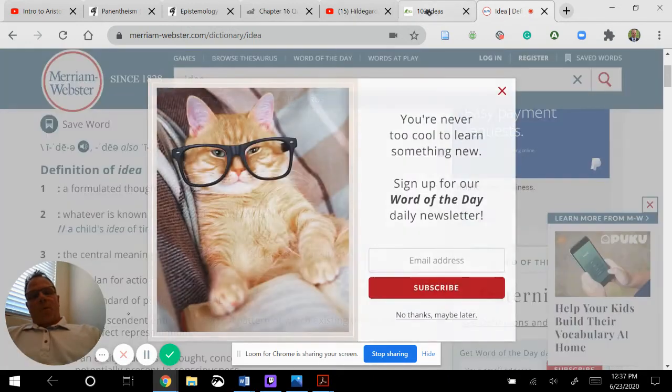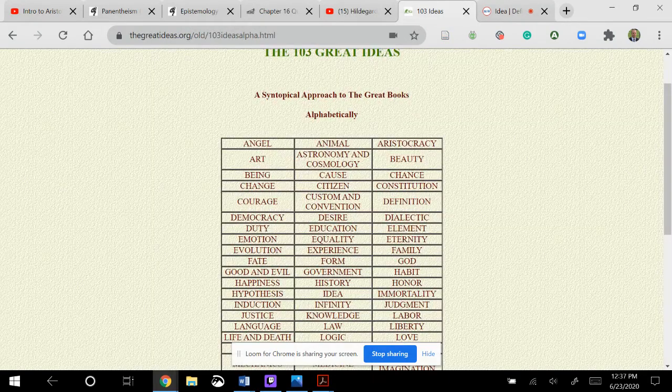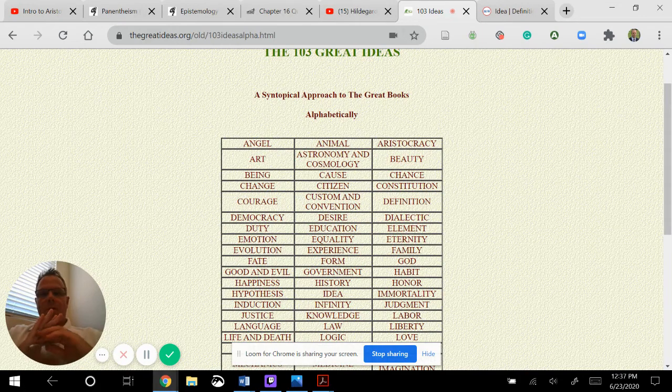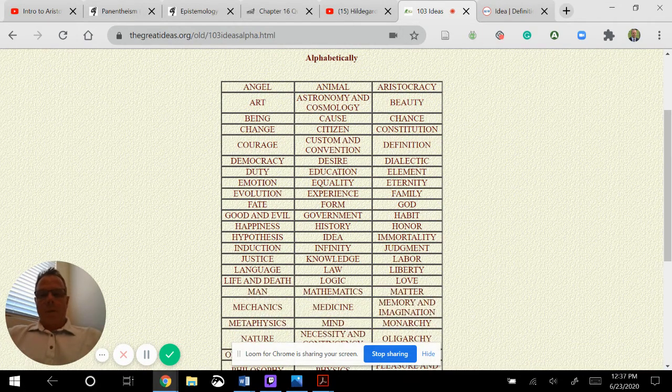Well, Mortimer Adler, a long time ago, compiled something called the Great Ideas. There's 103 of them. Used to be less, but now there's more. And if you want to see my first video about these great ideas in the Thomas Aquinas Great Book School in Santa Paula, California, their whole 4-year curriculum is centered around these ideas.